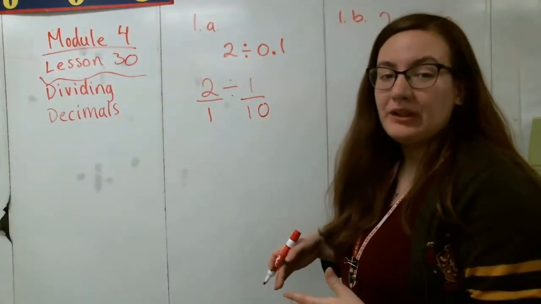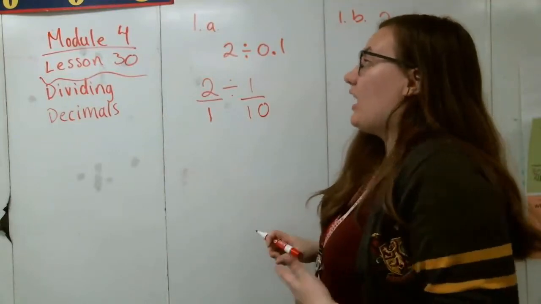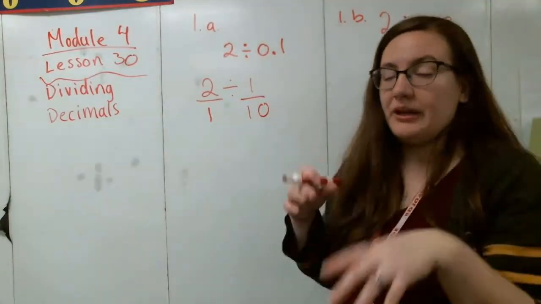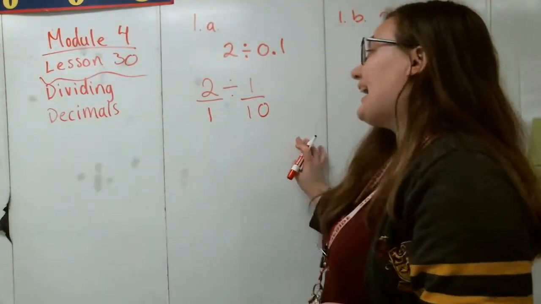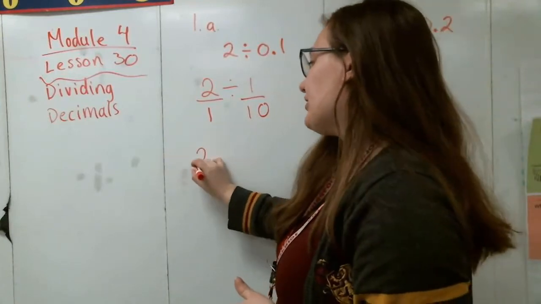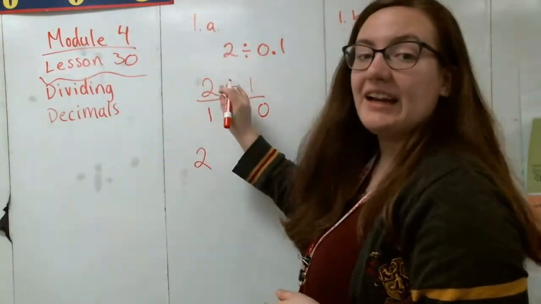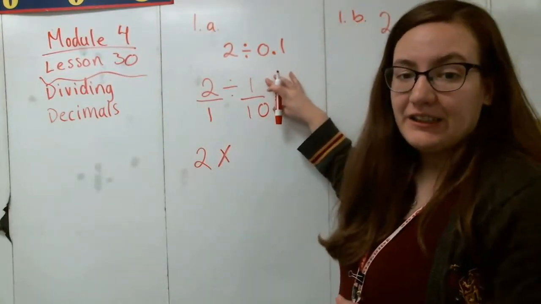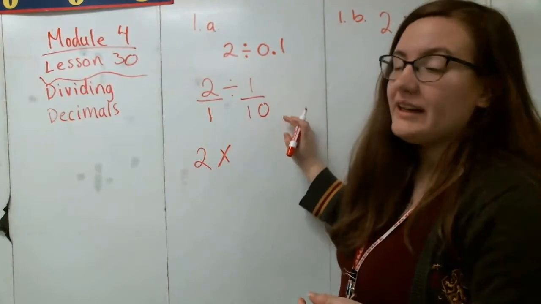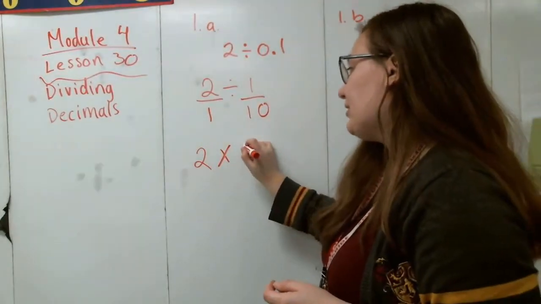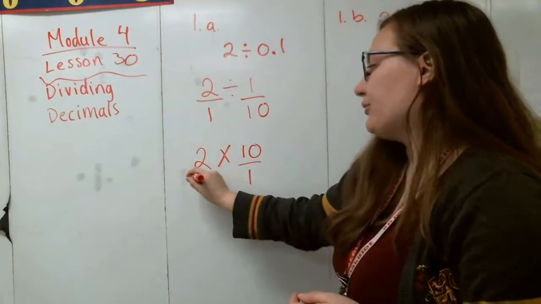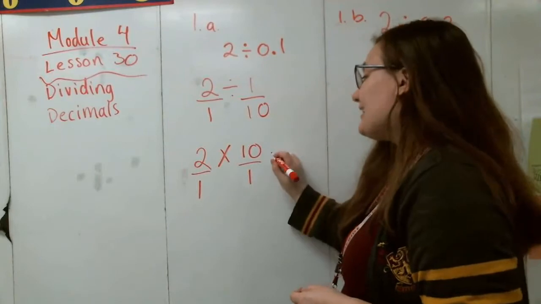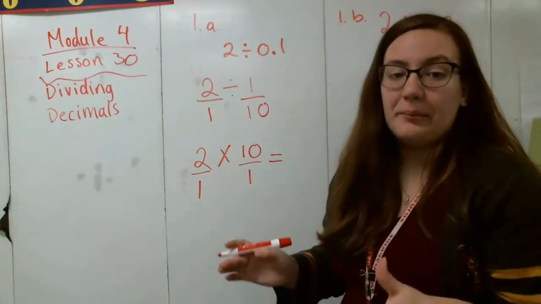Now, this problem looks almost exactly like something you would be doing in those dividing fractions lessons from a little bit earlier. All I need to do is rewrite this 2, change my division symbol to a multiplication symbol, and then find the reciprocal, or the flip-flop, of 1/10. So 1/10 will flip-flop over to 10/1. Remember, I could also think of that 2 as 2/1 if it helps me out. And then after that, I can multiply.